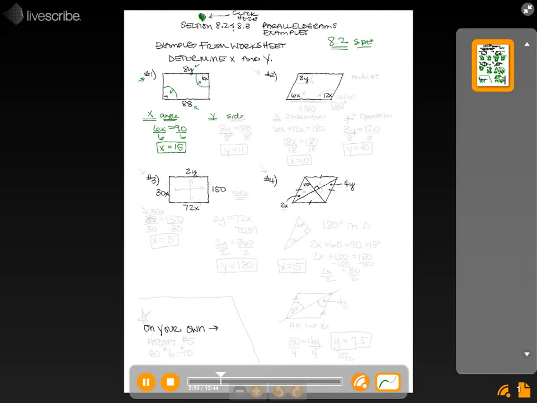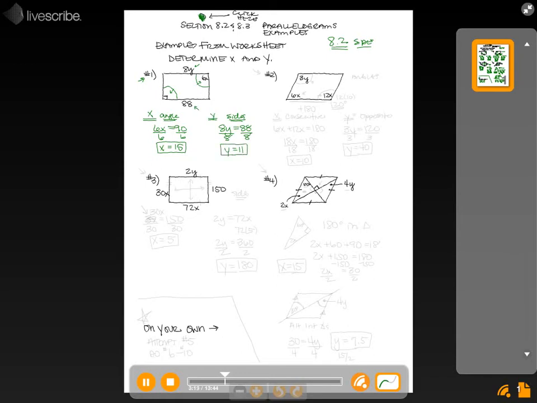Y we said deals with sides. So if we think back to what we learned about sides in a parallelogram, we said that opposite sides are congruent. And just like we did with those angles, things that are congruent, we can set them equal to each other. So we can say 8y equals 88. Divide both sides by 8, and y equals 11.